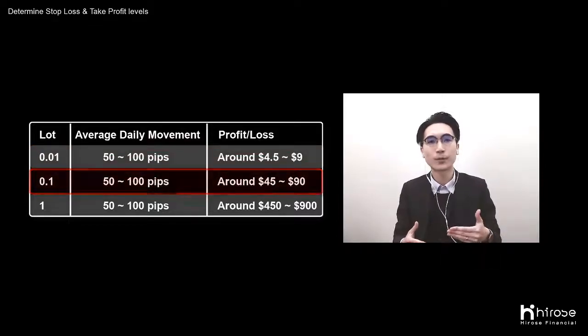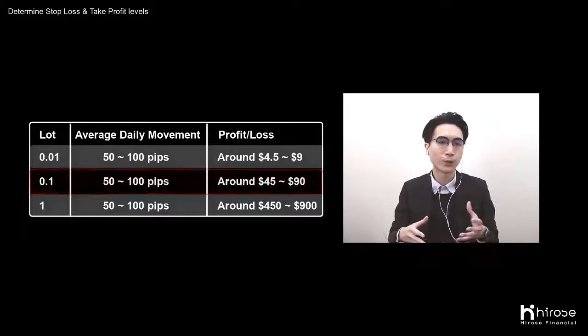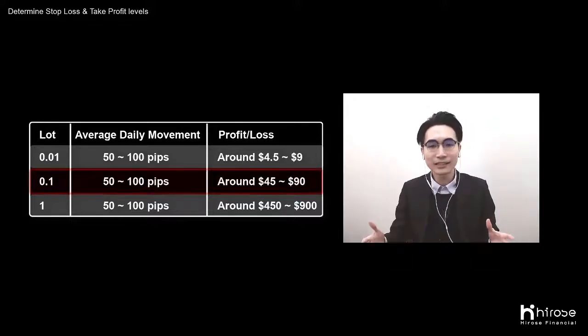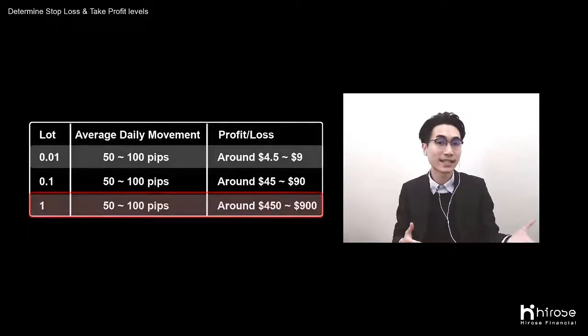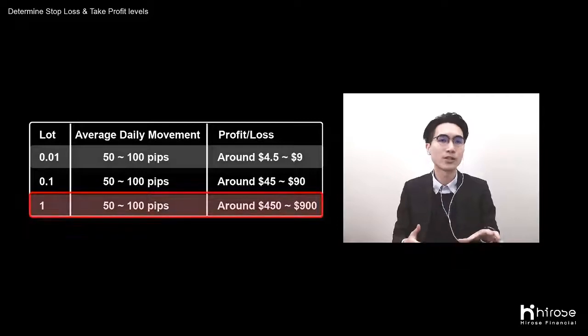The same goes if we trade a mini lot, that's 0.1 standard lot. I would expect a daily profit or loss amount between $45 to $90. And it's the same when we trade one standard lot. I would expect a profit or loss amount between $450 to $900.